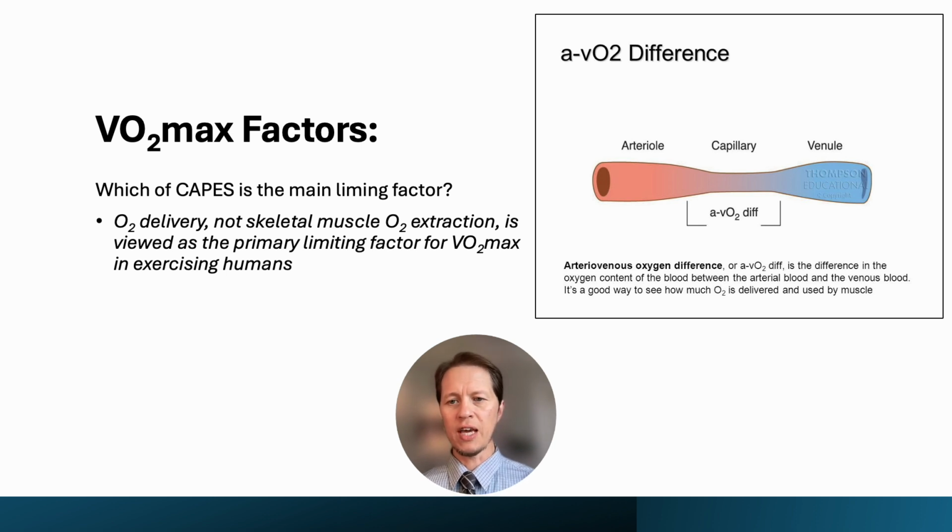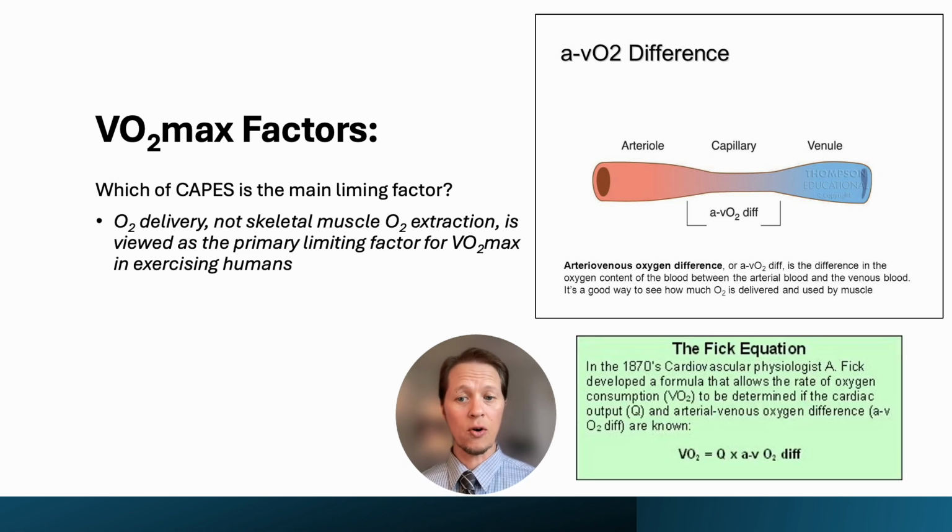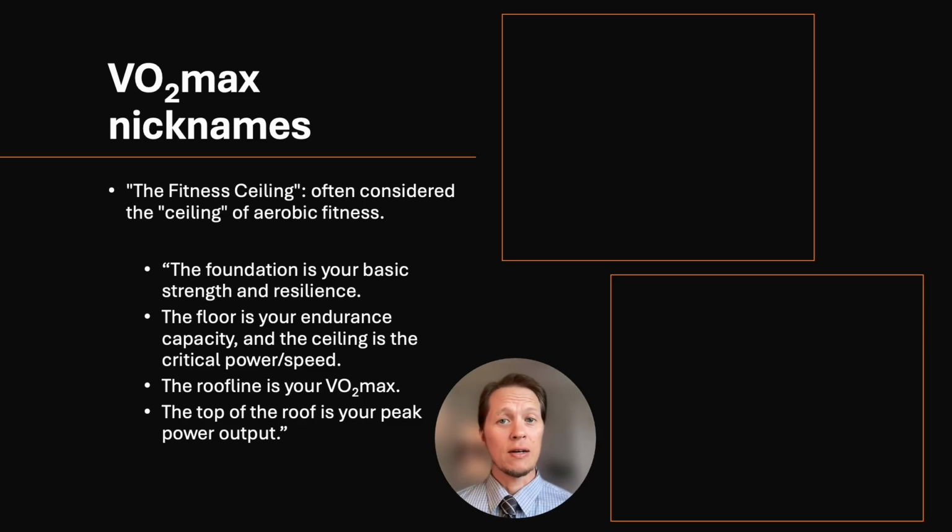Here's a little drawing of the AVO2 difference. The quicker you can get that blood in, the quicker your muscles can extract that oxygen out and use it for exercise. Amazingly, the physiologist Fick figured that out in the 1870s. How impressive is that? All right, and to round out this talk, a couple nicknames in terms of VO2 max.